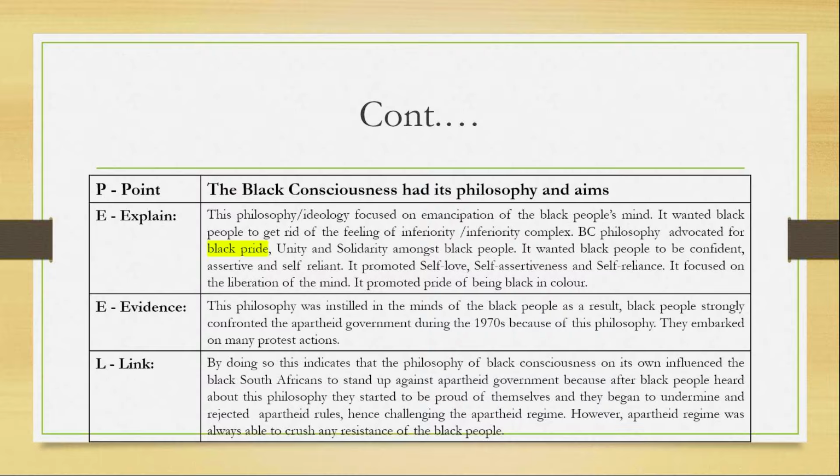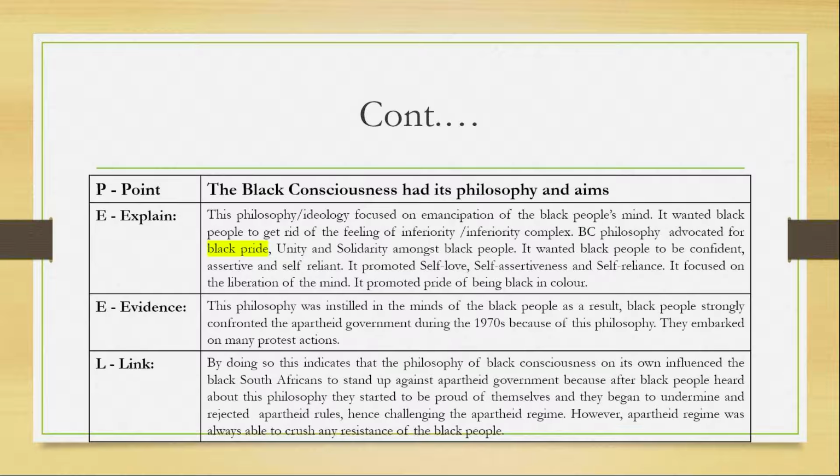Then, in this case, the PEEL method. I want to show you how to write an essay using the PEEL method. For instance, in this essay, if you are discussing the philosophy and the aims of the Black Consciousness Movement, you must explain the philosophy, give evidence, then link it to the line of argument. After you have explained it, when you link it, it means you are applying the line of argument, you are analyzing.